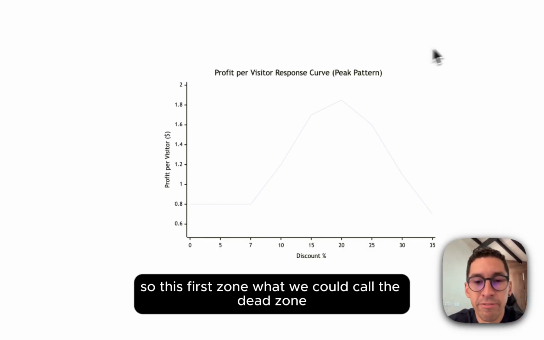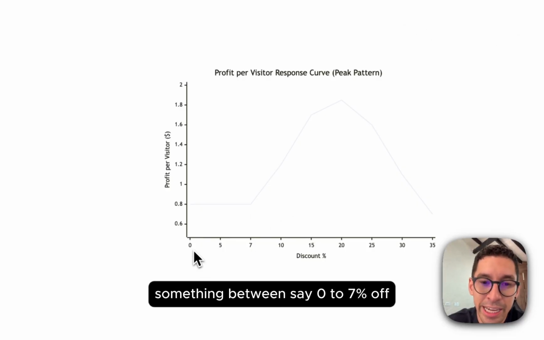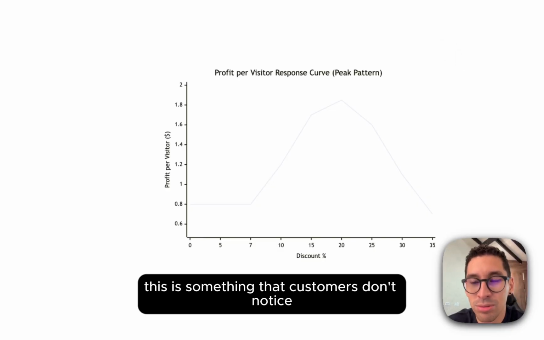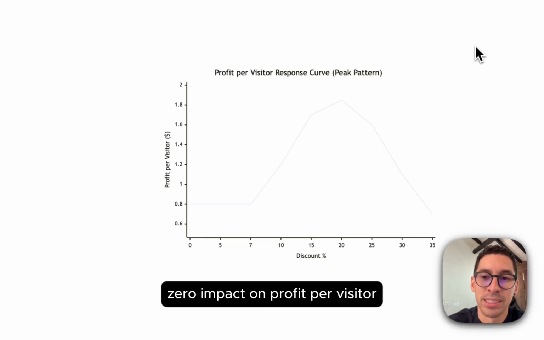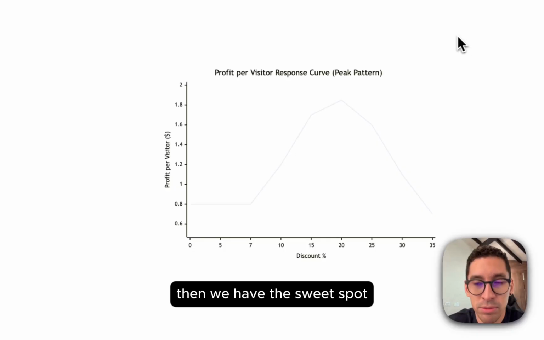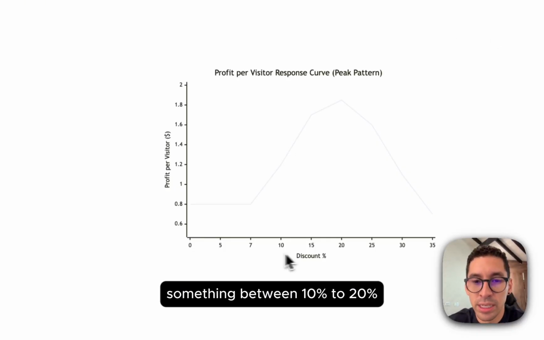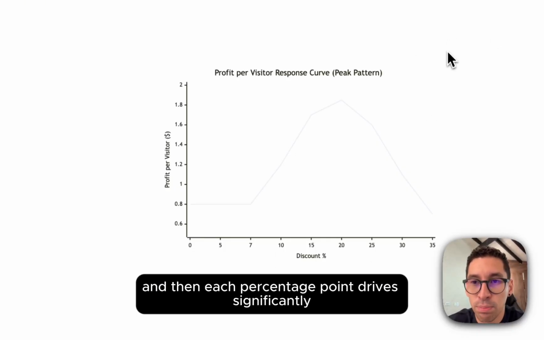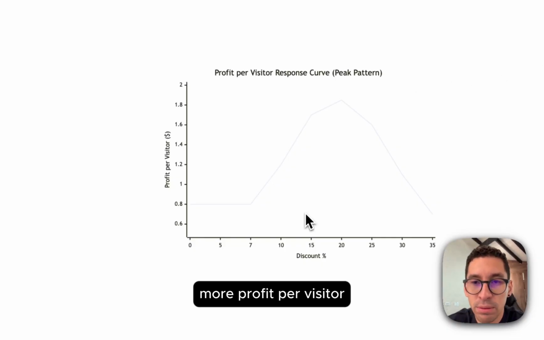So this first zone, what we could call the dead zone, something between 0 to 7% off. This is something that customers don't notice. Zero impact on profit per visitor. Then we have the sweet spot, something between 10% to 20%. And then each percentage point drives significantly more profit per visitor.